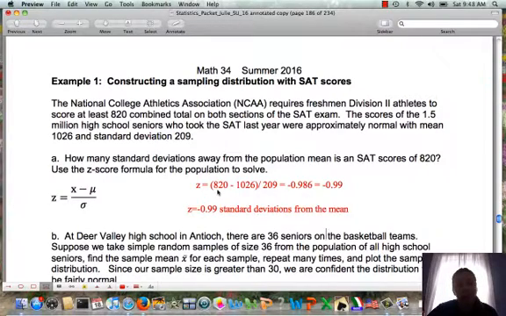In the fraction, we do the numerator calculations first. So we're going to first calculate 820 minus 1026. That's why I have this in parentheses. And then we're going to divide by the standard deviation 209. If we work that out on our calculator, we get negative 0.986, or approximately negative 0.99. So right around one standard deviation below the mean. This is a negative z-score because our value 820 is less than the mean of 1026. So the z-score formula tells us that we are negative 0.99 standard deviations from the mean.